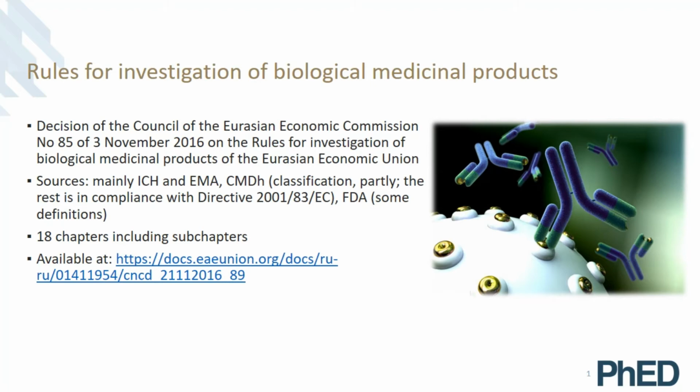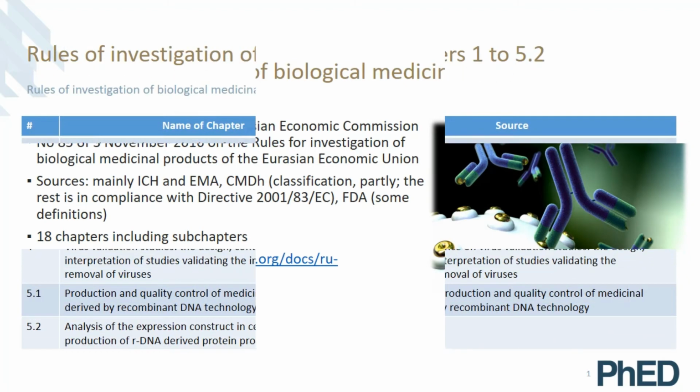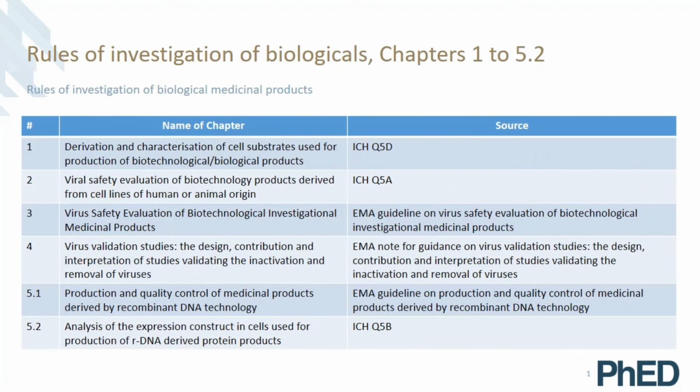Almost all chapters and subchapters represent translations of respective ICH and EMA guidelines, with only minor, if any at all, amendments. Chapter 1 is based on ICH Q5D, derivation and characterization of cell substrates used for production of biotechnological biological products.